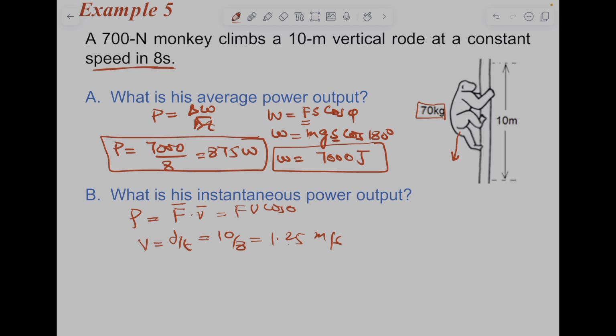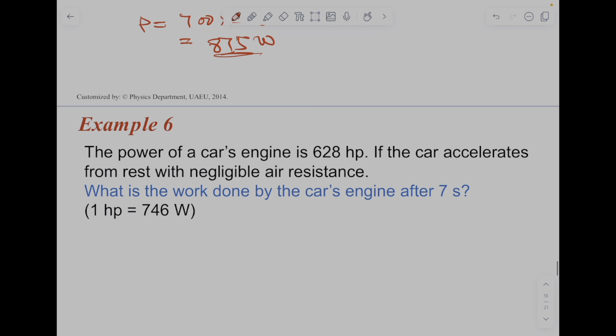Theta: both are in the same direction, so the angle is 0. So you will get P is mg, which is 700, multiplied by 1.25, and your power is 875 watt. So both of your powers are equal. Your average power and instantaneous power are equal. Now moving towards the next example.